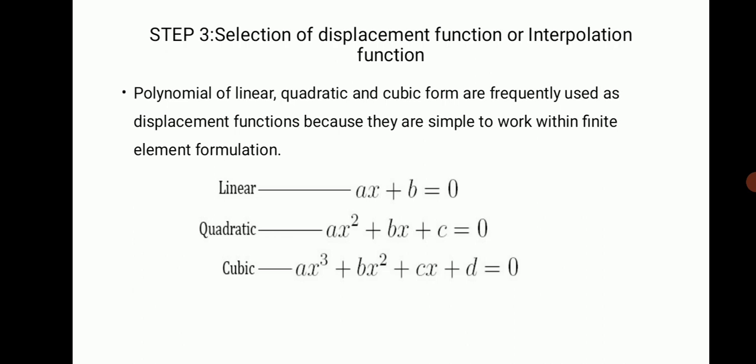For example, linear is ax plus b is equal to 0. For quadratic, ax square plus bx plus c is equal to 0. And for cubic, ax cube plus bx square plus cx plus d is equal to 0.